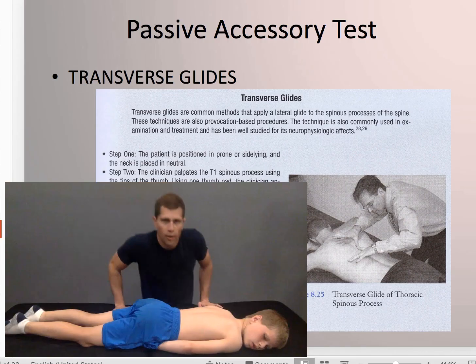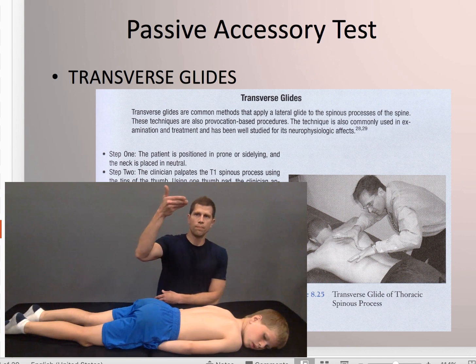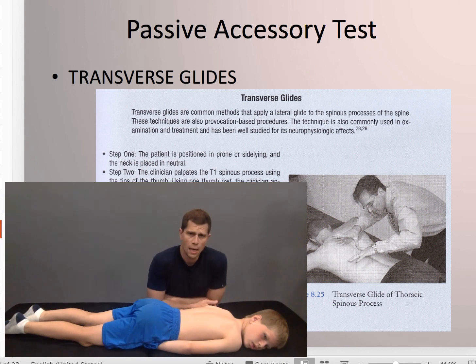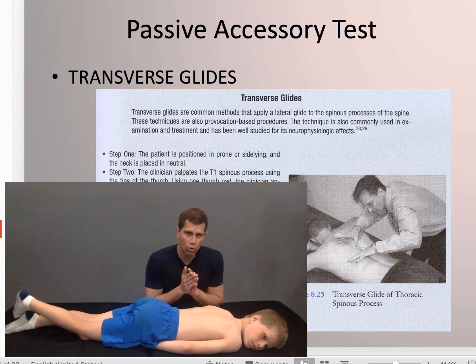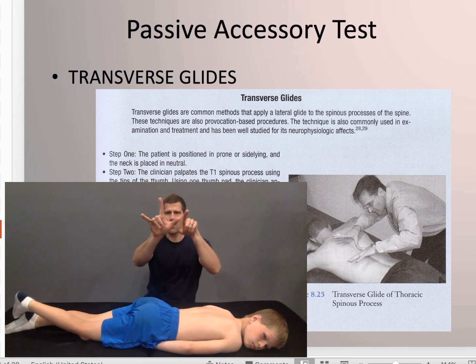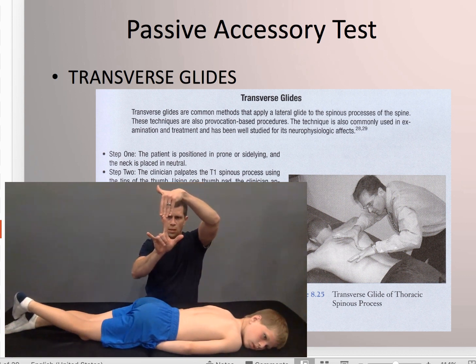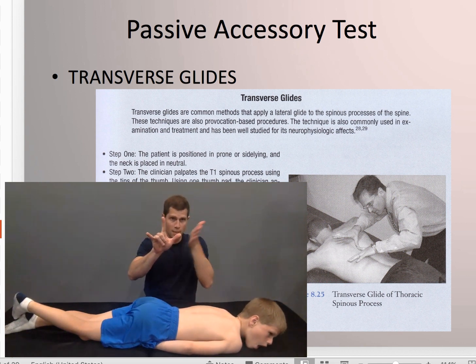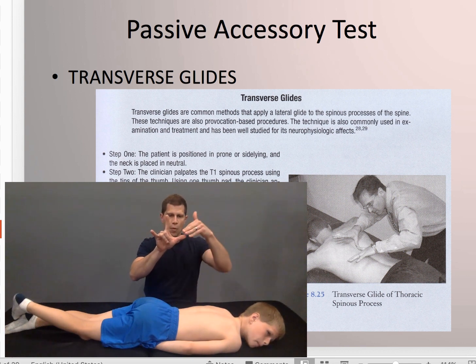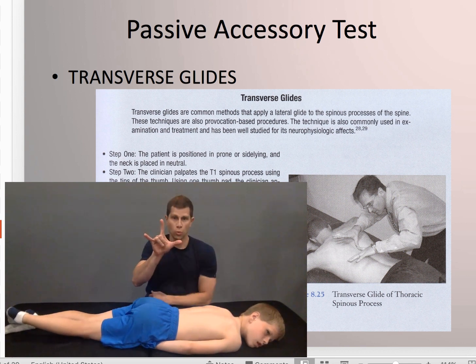All right, now that we've done the posterior to anterior pressure, now we're going to look at the transverse glides. This is very much in the same category as the unilateral PA glides, but now we'll be pushing through the spinous process. If you can imagine, you have your spinous process with your transverse processes on each side. We started with the central PAs, trying to elicit familiar symptoms and assess the mobility. Is it normal? Is it hypo or is it hyper? Now we did the same things with the unilaterals.